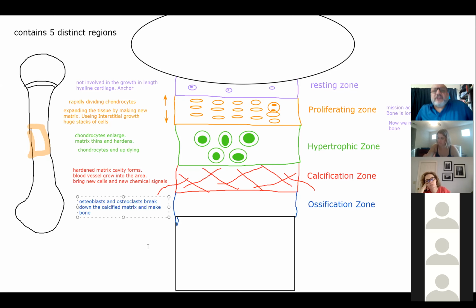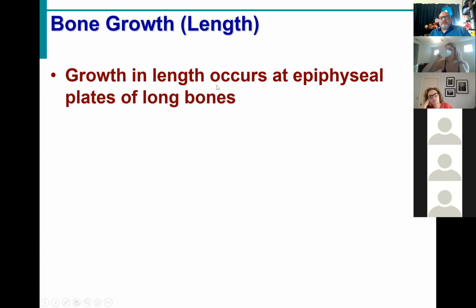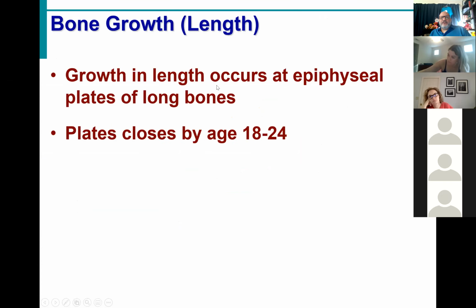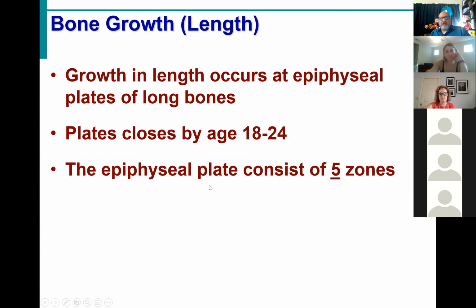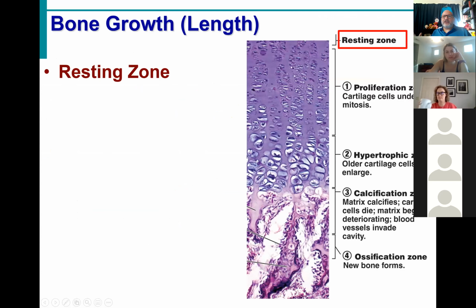Now, as always, I've done an amazing job drawing this, but let's look at the pretty pictures from the textbook that show the exact same thing. Again, this growth in length occurs at the epiphyseal plate, but then the plate closes. We'll talk about that in just a second. And there are 5 zones to the epiphyseal plate. So here is what it actually looks like under a microscope. And we can clearly see these 5 distinct regions.